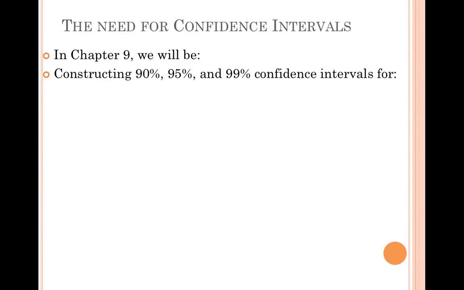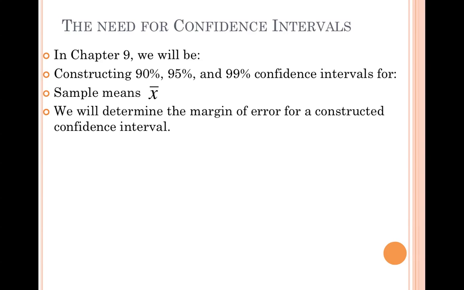So in this chapter, we are going to be constructing 90, 95, and 99% confidence intervals for sample means. So we're going to be starting with a sample mean x bar, and we're going to be constructing a range of values around x bar, and that range of values is used to estimate the population mean mu. And we're going to figure out what the margin of error is for our constructed confidence interval.